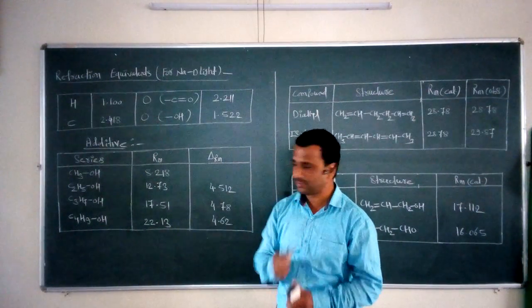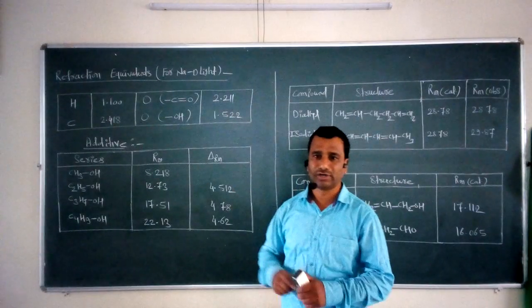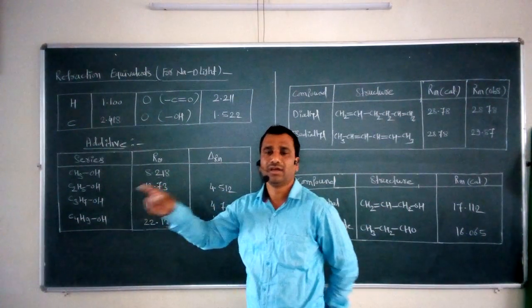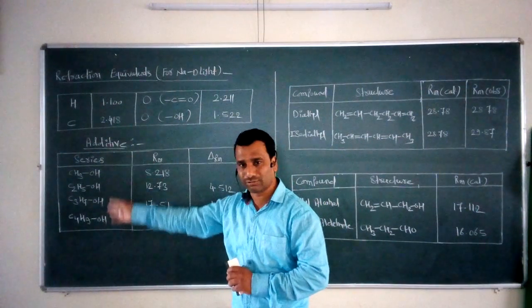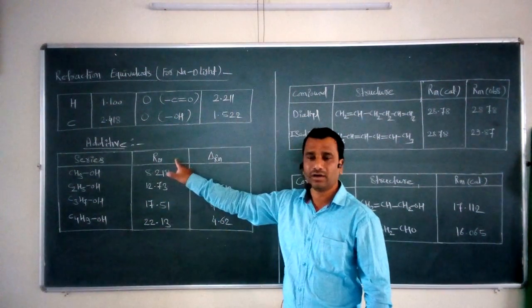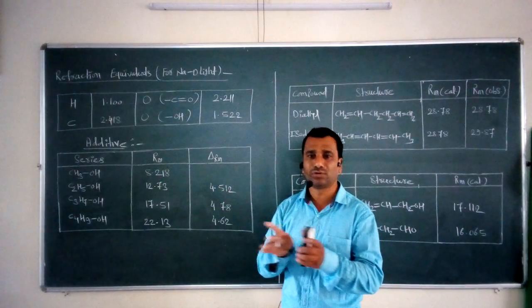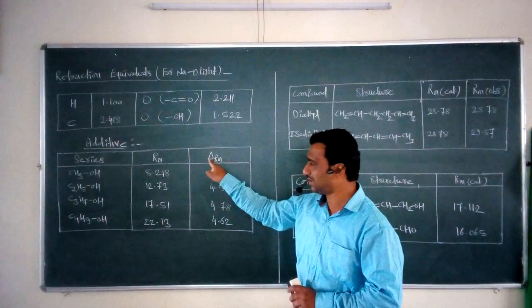For this purpose we can use the tabular data in table number 2, in which a series is given. This series is for similar types of organic compounds, so we take the alcohol series here. In the second column the molar refraction values are given, and in the last column the difference between the molar refraction values of two different compounds is given, that is called delta RM.